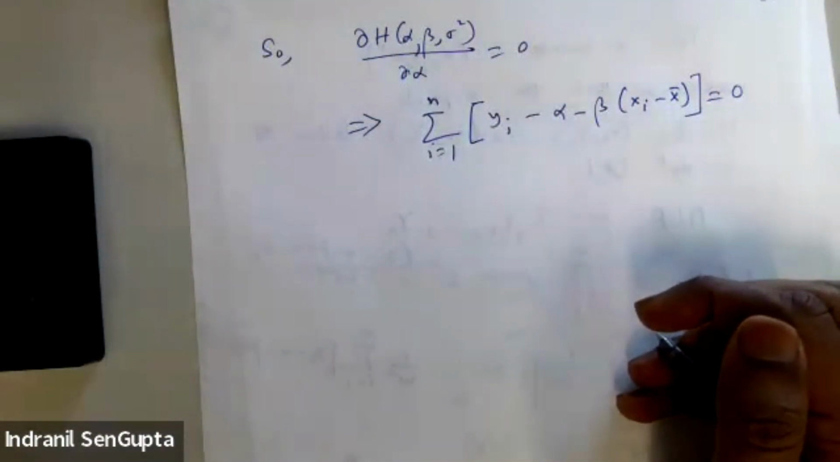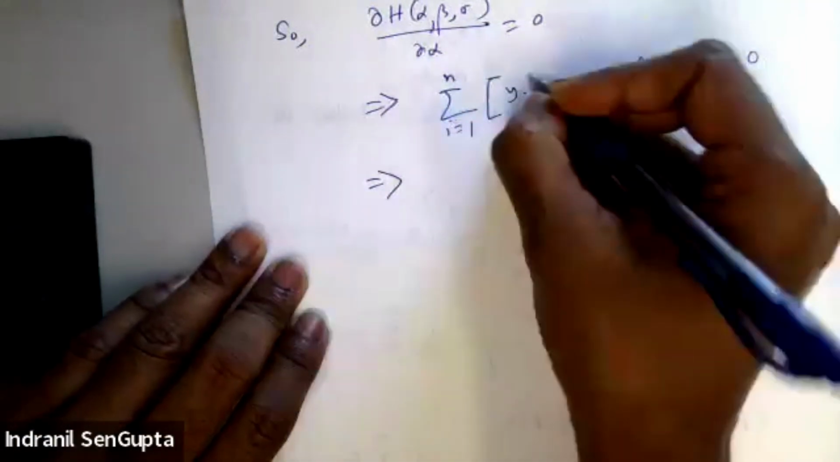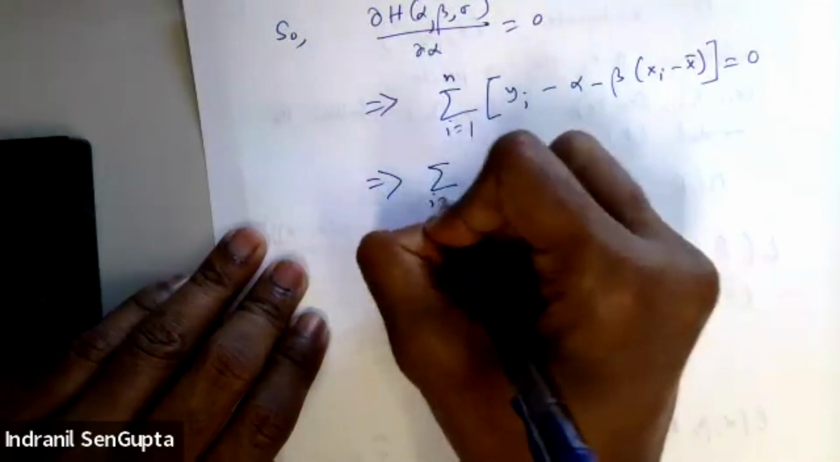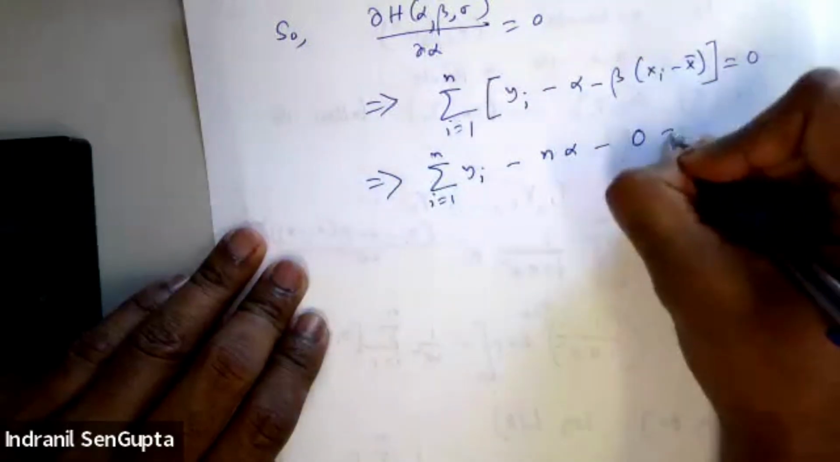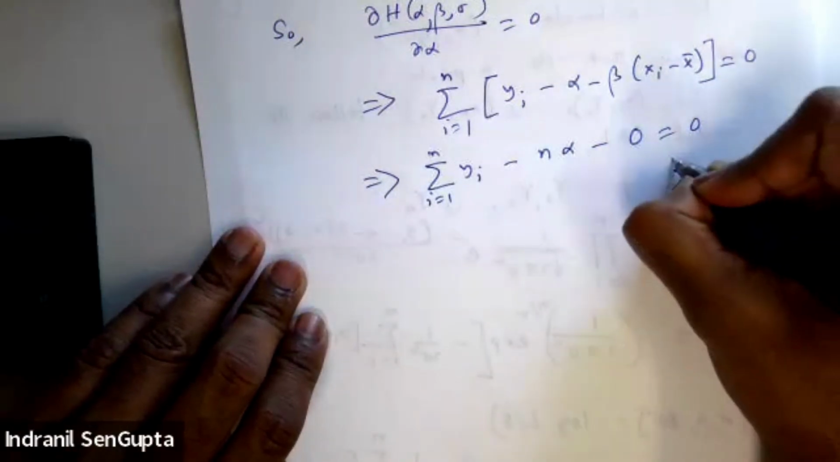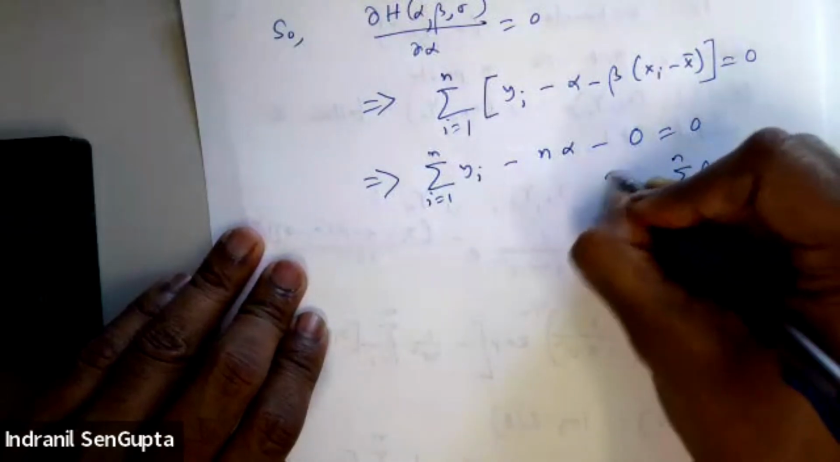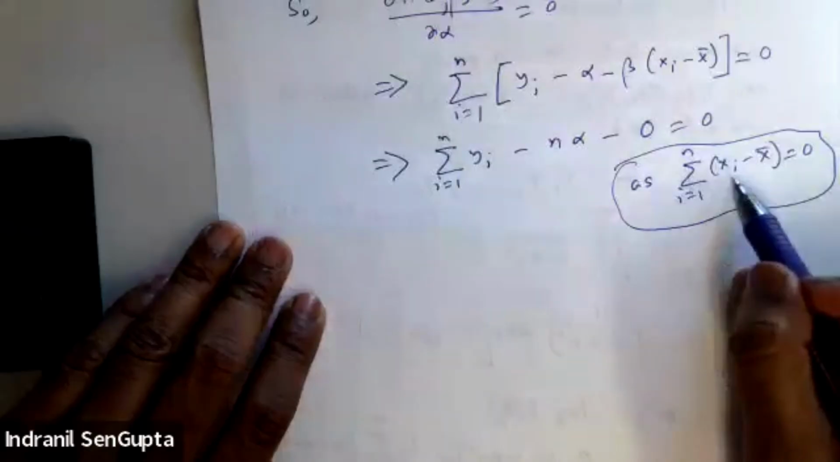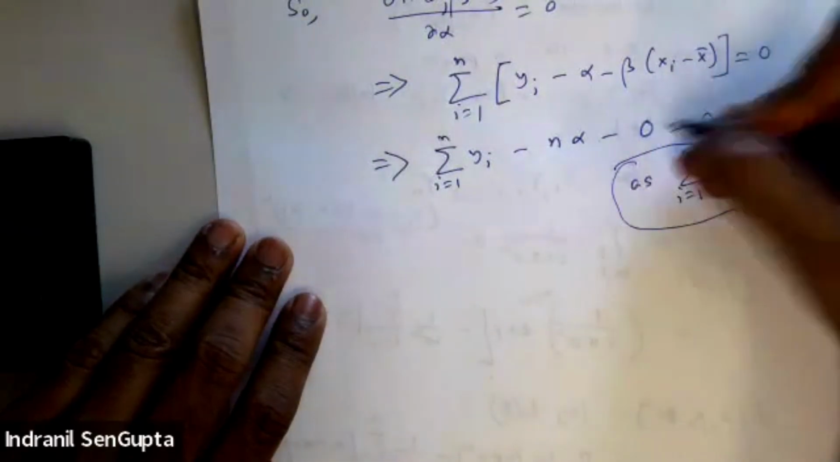Now, beta is a constant. When I compute this summation, what do you have? I have summation i from 1 to n of yi minus n alpha minus 0 equals 0. Why? Because the summation of i from 1 to n of xi minus x bar is 0. It's very easy to check: the first one is n x bar, and this is n x bar, so it's 0. So this term is 0.